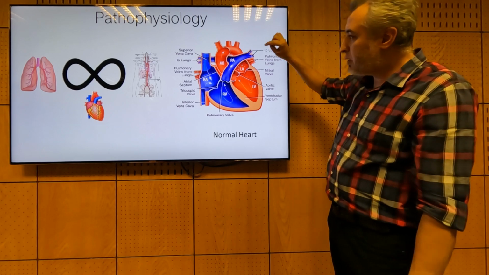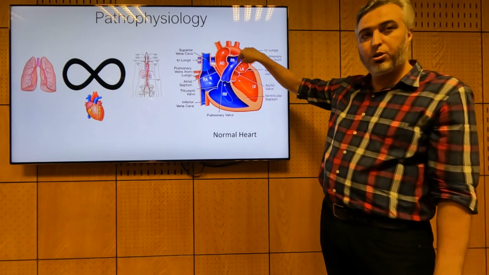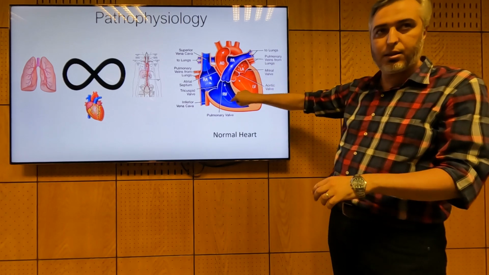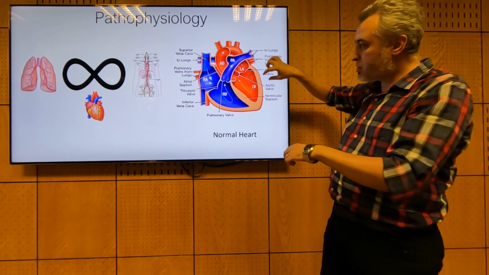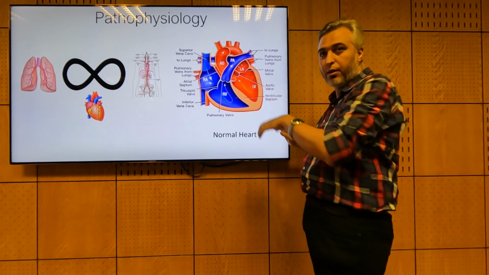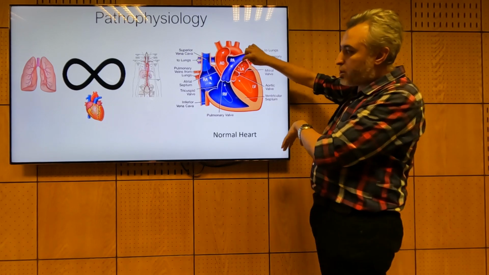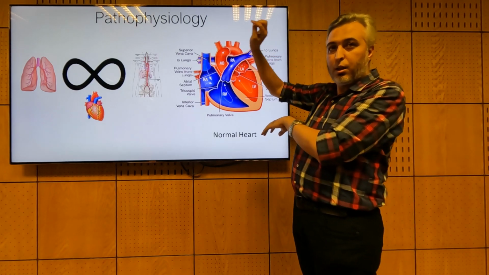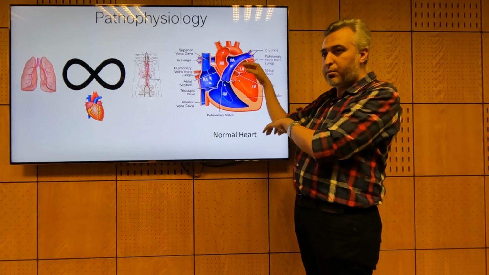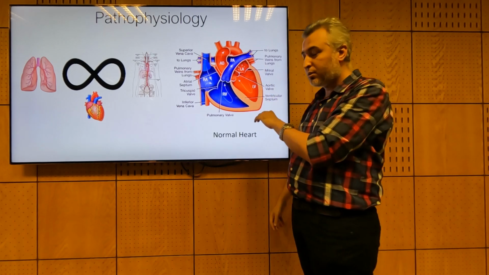So LA pressure is just slightly higher than RA pressure, because LV end diastolic pressure is slightly higher than the RV end diastolic pressure, because LV wall thickness is slightly thicker than RV wall thickness. Okay? So in normally connected hearts, LA pressure is slightly higher than RA pressure, and so an ASD would shunt left to right. Okay?